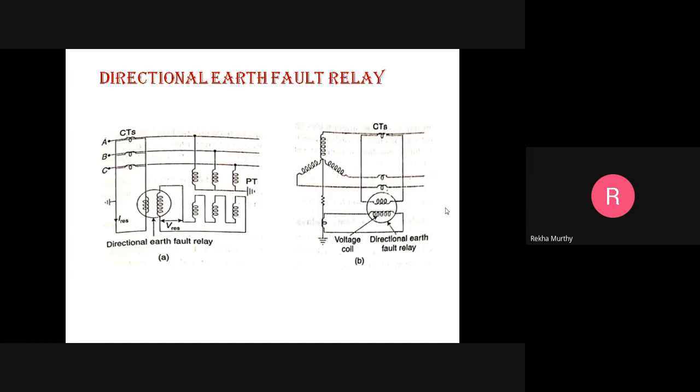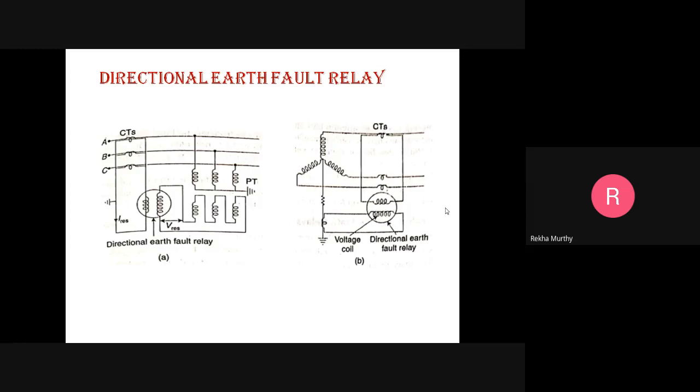For the protection against earth faults, or against ground faults, only one directional overcurrent relay is required. Its operating principle as well as its construction is almost the same as the directional overcurrent relay we had discussed earlier. It consists of two elements: a directional element and an IDMT element.